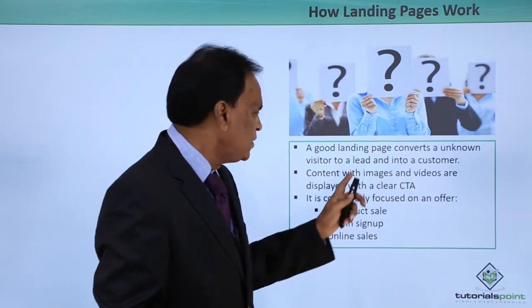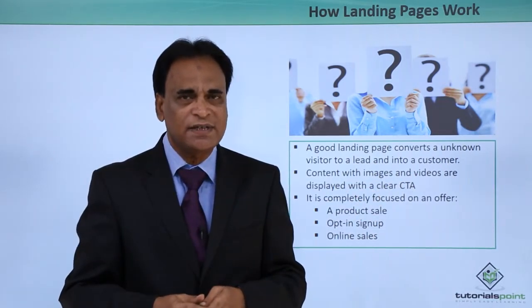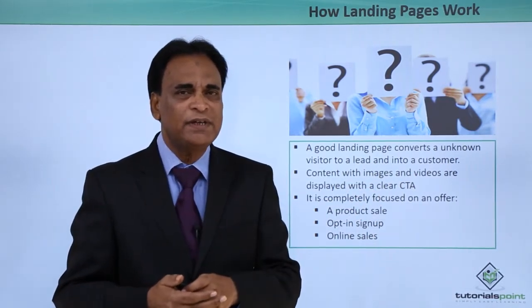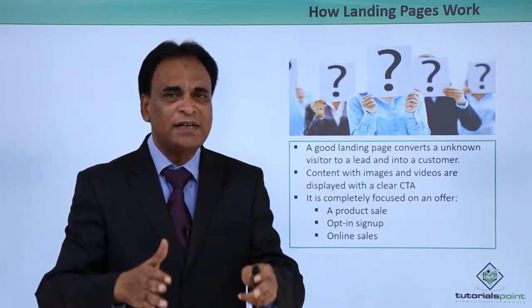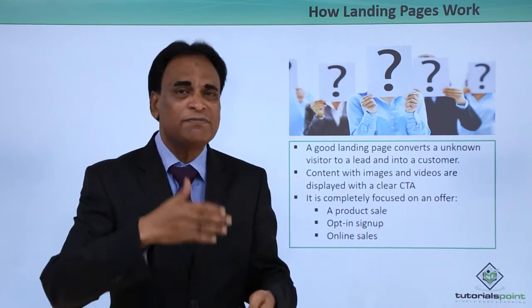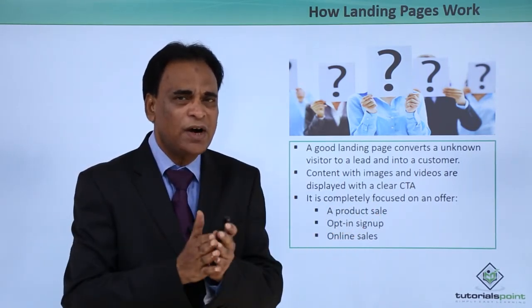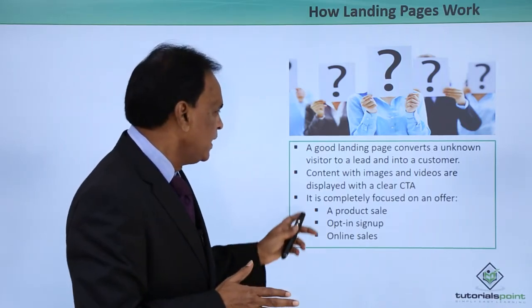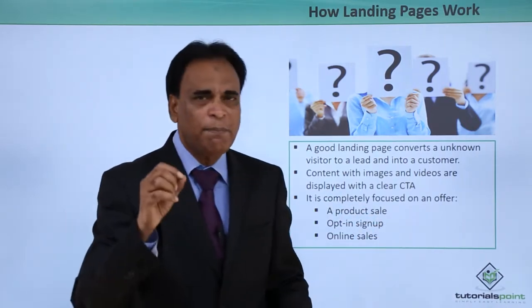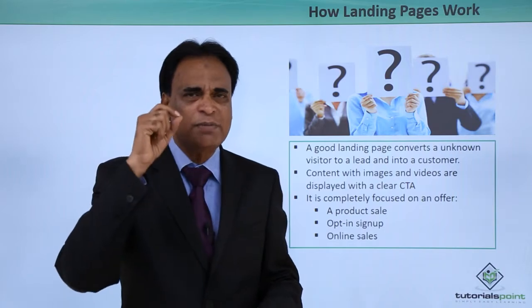Content with images and videos is displayed with a clear CTA. The most important point to remember is that we have to have a clear CTA with content, with images, including videos if you have them. These form the core part of the entire landing page. It is completely focused on a particular offer. It has to be specific.